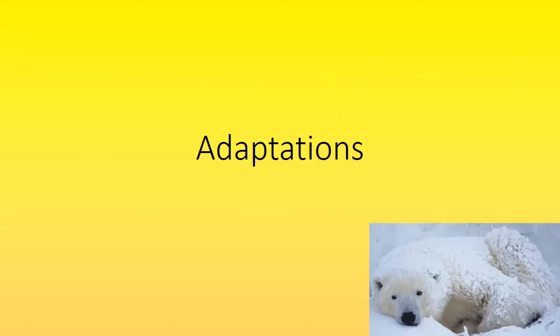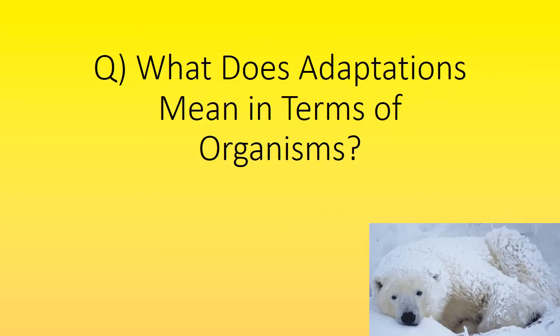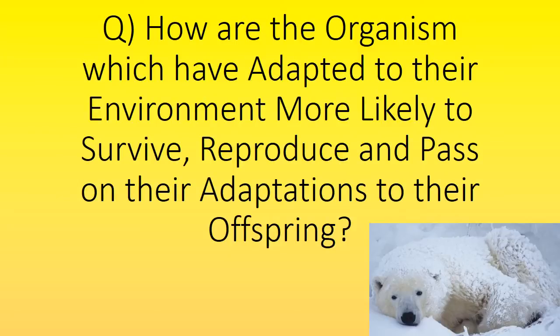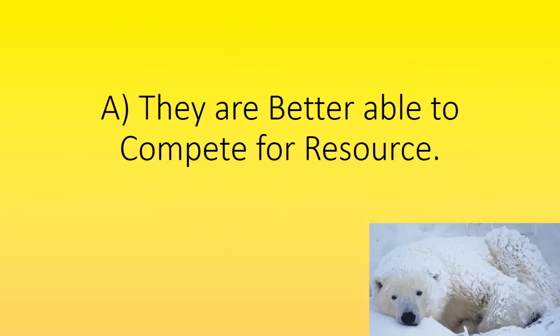Adaptations. What do adaptations mean in terms of organisms? The features that organisms have that make them better suited to their environment. Why are organisms which have adapted to their environment more likely to survive, reproduce, and pass on their adaptations to their offspring? They are better able to compete for resources.